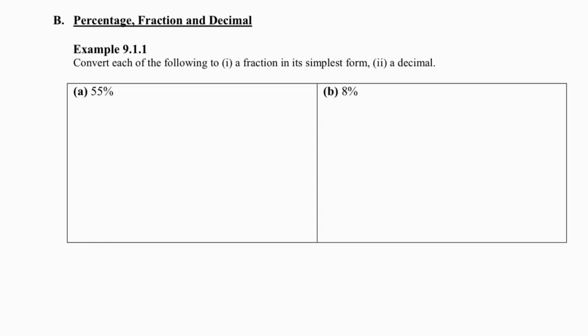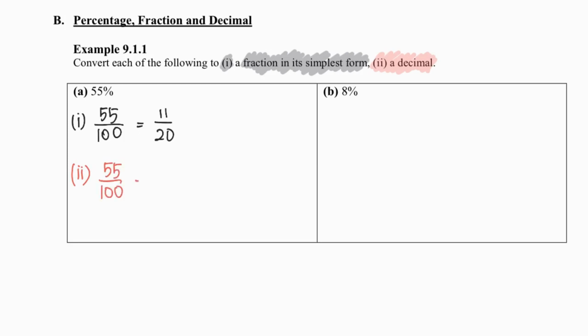Hello everyone, welcome to this math video where we will need to convert each of the following. Do read carefully: Part 1, fraction in simplest form. Part 2, decimal. So for part 1, remember, percentage we always divide by 100. If you use your calculator straight away, you can get the simplest form fraction. And for part 2, as a decimal, you can easily convert this into a decimal, 0.55.